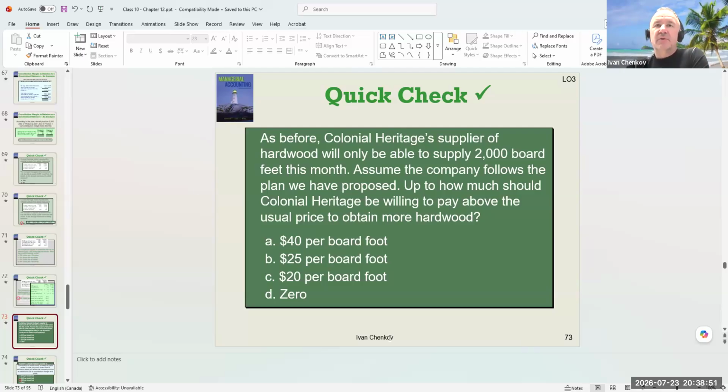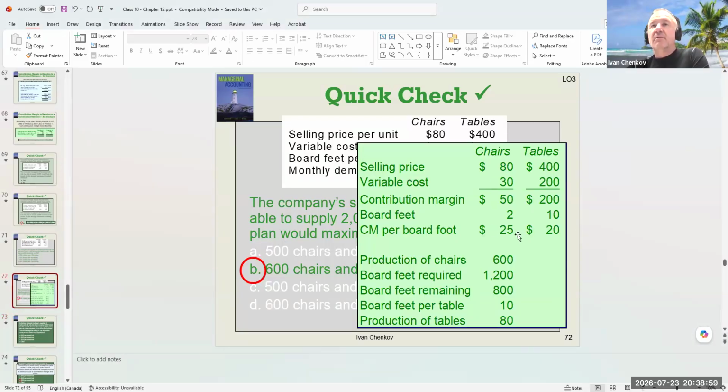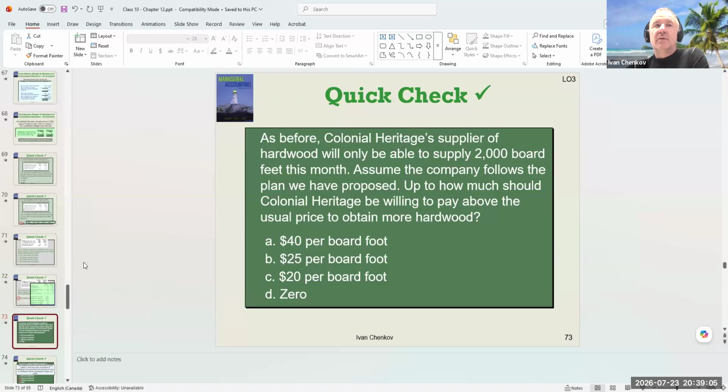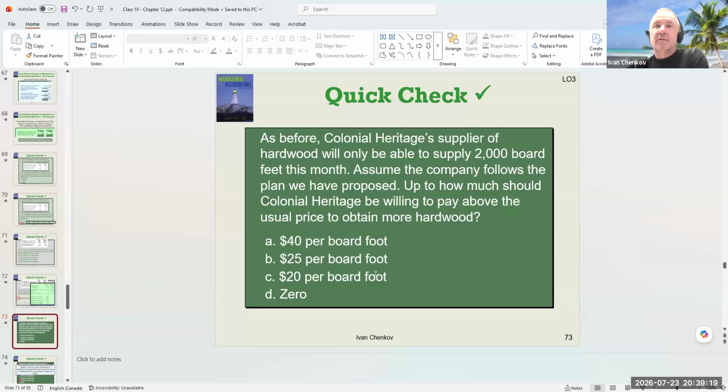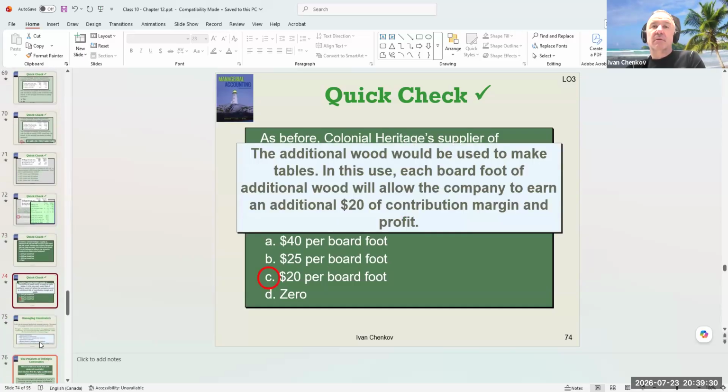What do you think? Since we already know the contribution margin that we're generating per board foot of hardwood, we're talking about the tables, the tables we are short, and it's going to be $20, and you're going to be correct, right? If we pay $20 per board foot, that will be the maximum price that we'd be willing to pay. Anything above $20, we're going to start losing money, correct?